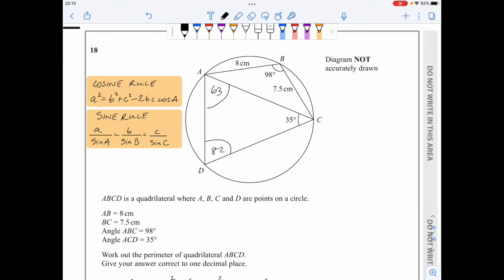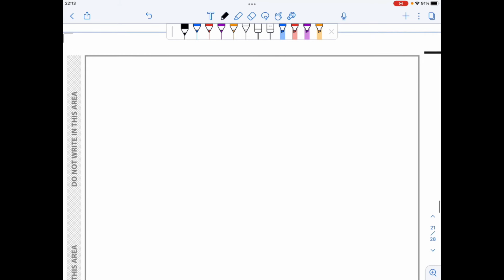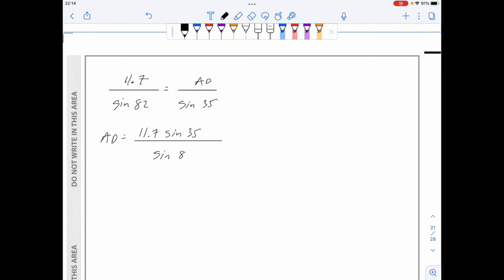So now I'm going to use the sine rule because I have found this side. I know the opposite angles. So I'm going to use sine rule twice, once to find AD and once to find CD. So let's go to the other page. Using the sine rule now, 11.7, I have full accuracy here, divided by sine of 82 is equal to AD over sine of 35. So AD is equal to 11.7 sine of 35 over sine of 82.